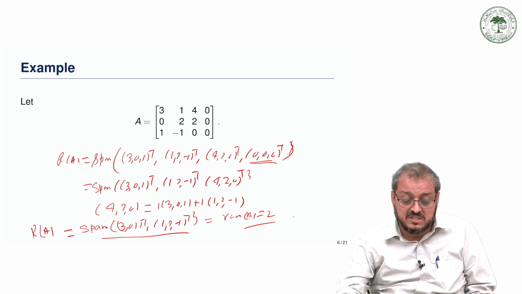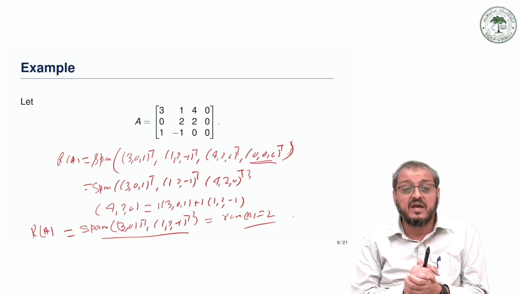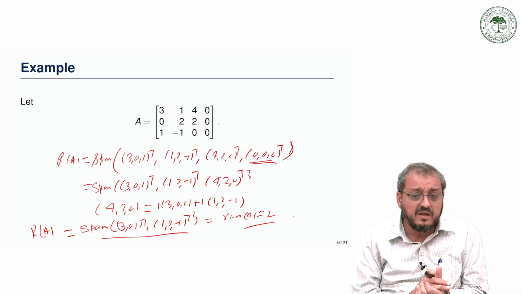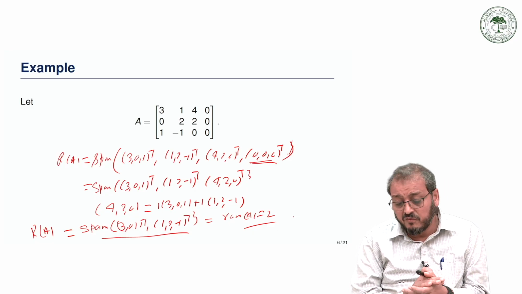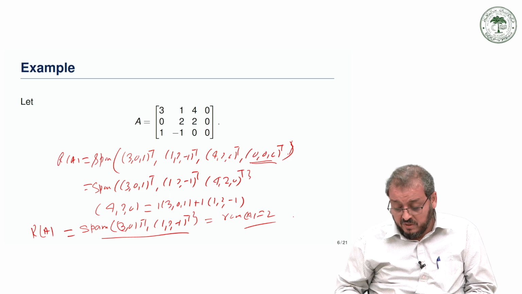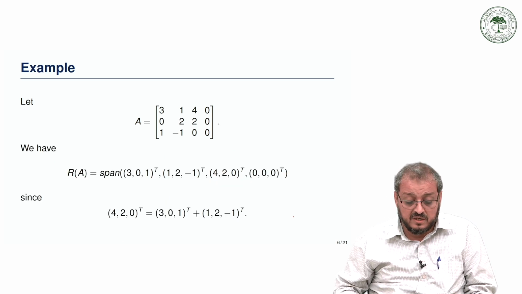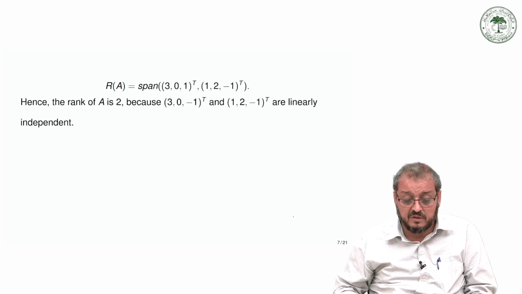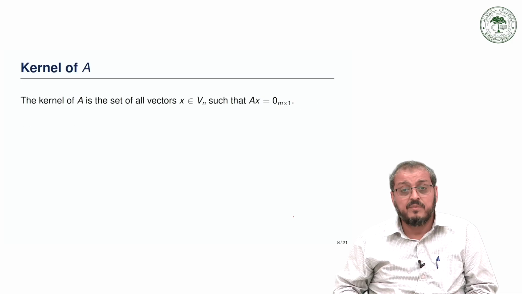So this means in this case the rank of this matrix is equal to 2. Okay, so now we just take it in this form. A clearly has rank 2 because these two vectors are linearly independent.